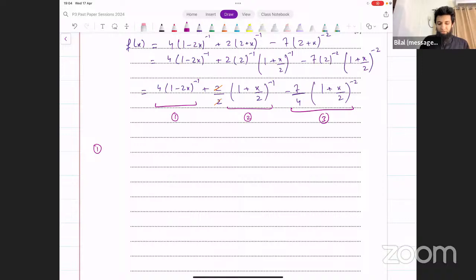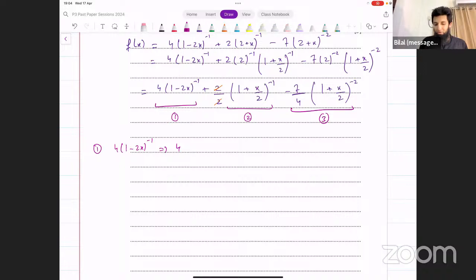Now, what's the first expansion? 4 into (1 minus 2x) to the power minus 1. Let's do this first expansion first. Let's apply the binomial formula on this and see what that gives us. I would recommend picking this whole thing up as it is. That will make things easier when we combine everything again.